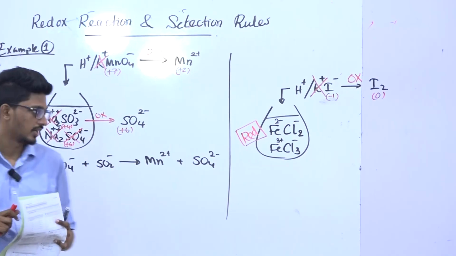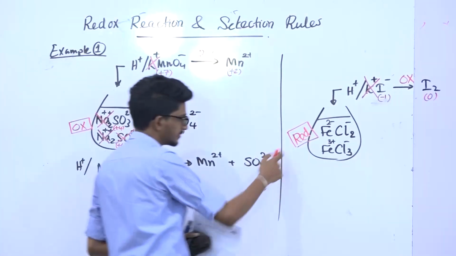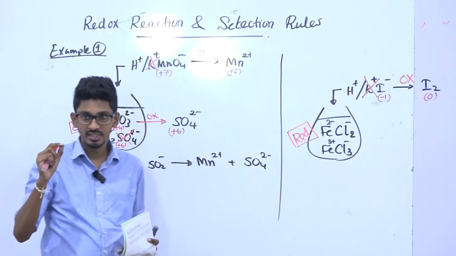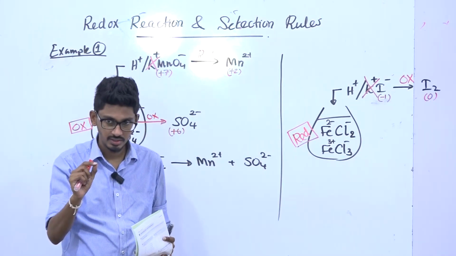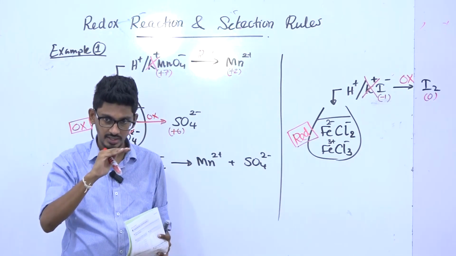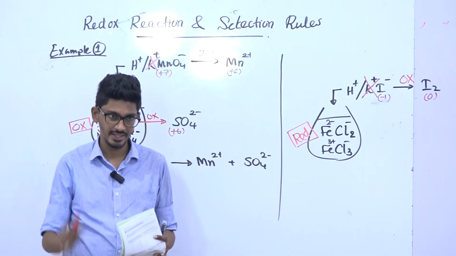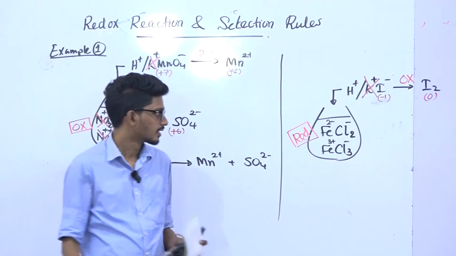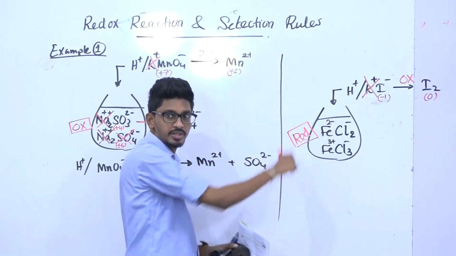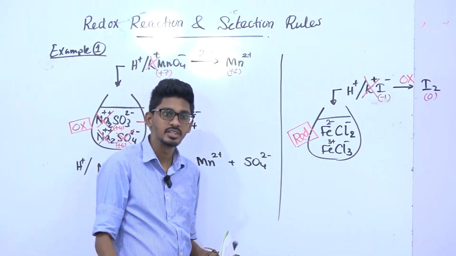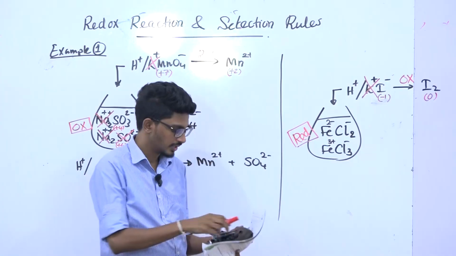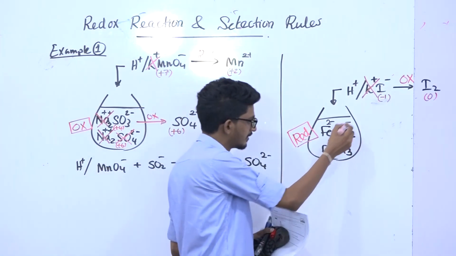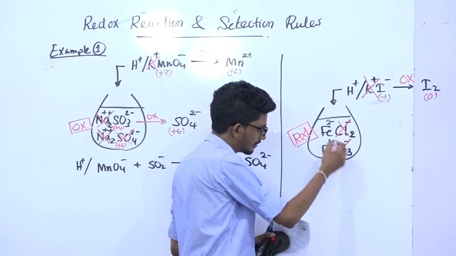Reduction. If someone is in its lowest oxidation state available, such species can't get reduced. Cl minus, group 17. What is the lowest oxidation state? -1. So the Cl minus guys are in their lowest oxidation state available. Out.